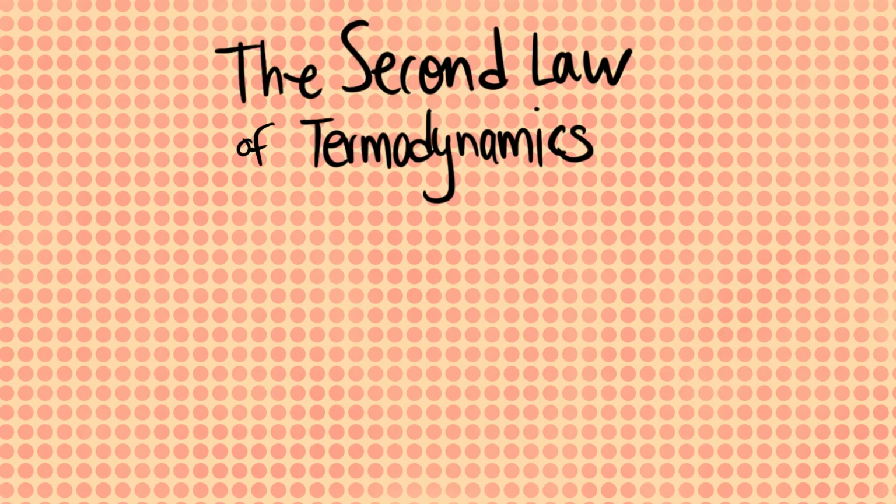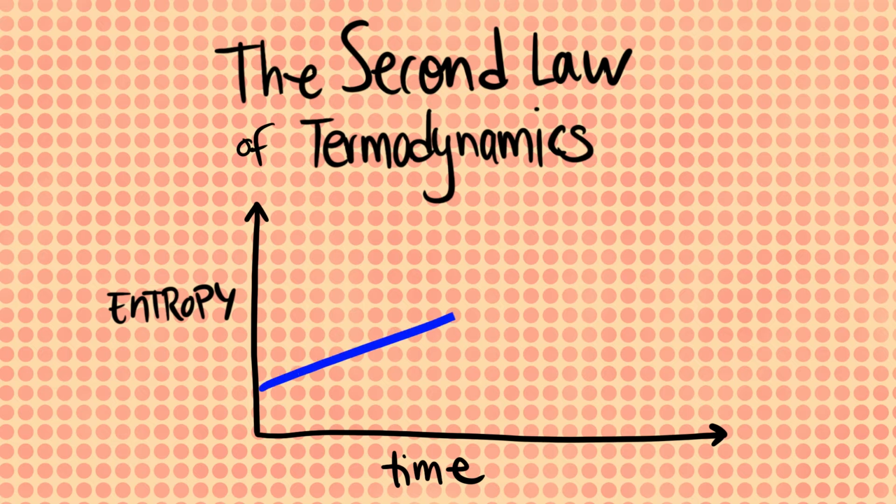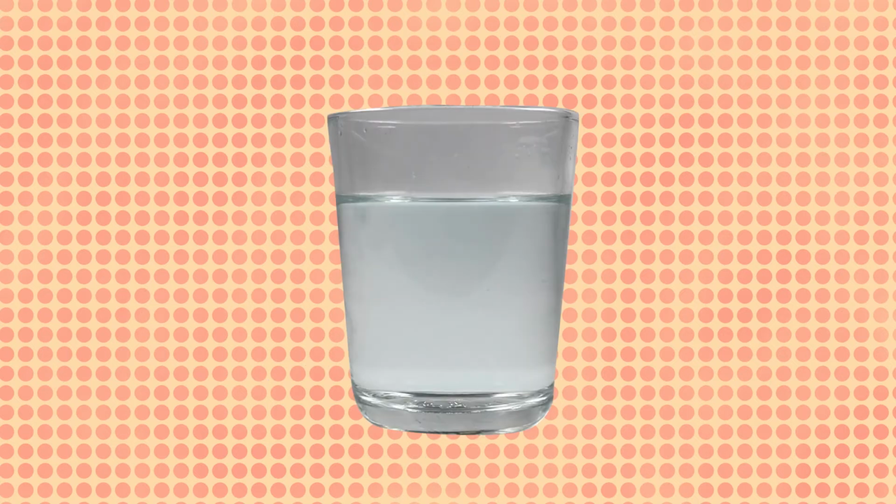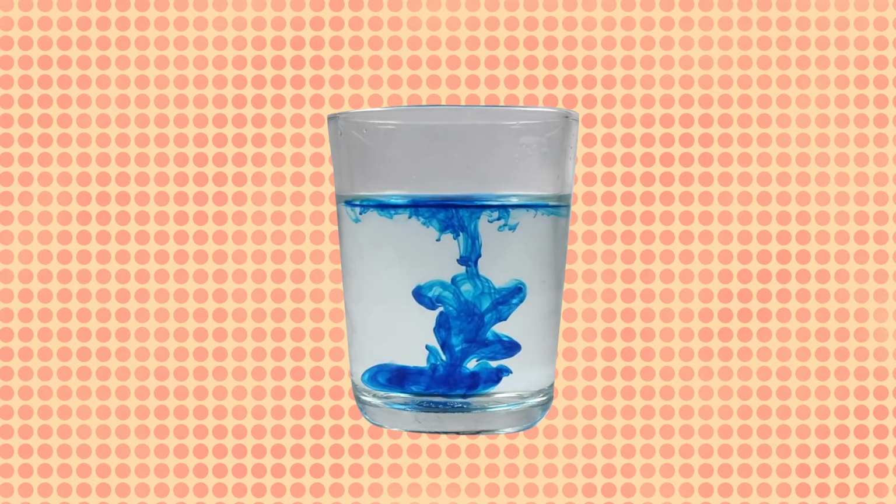The second law of thermodynamics accounts for this tendency to increase entropy. But why does entropy tend to increase? Let's look at this ink and water system. Why does it tend to lose order and mix over time?